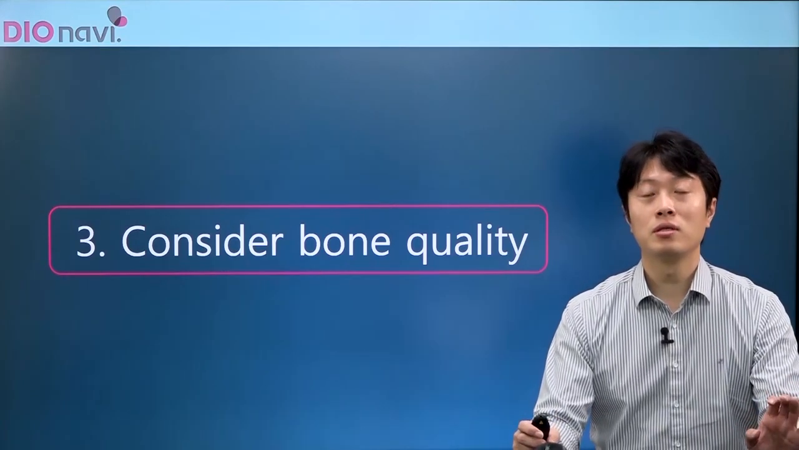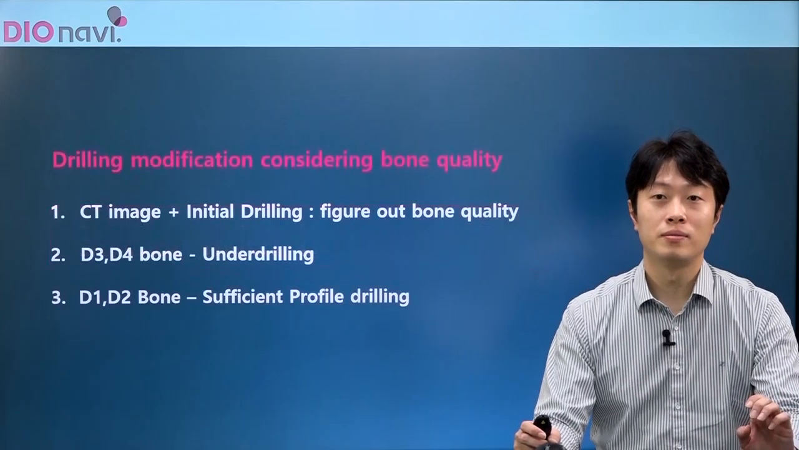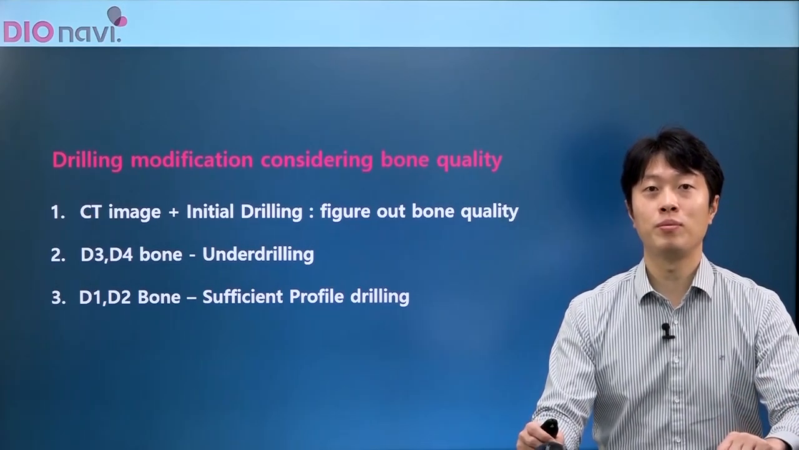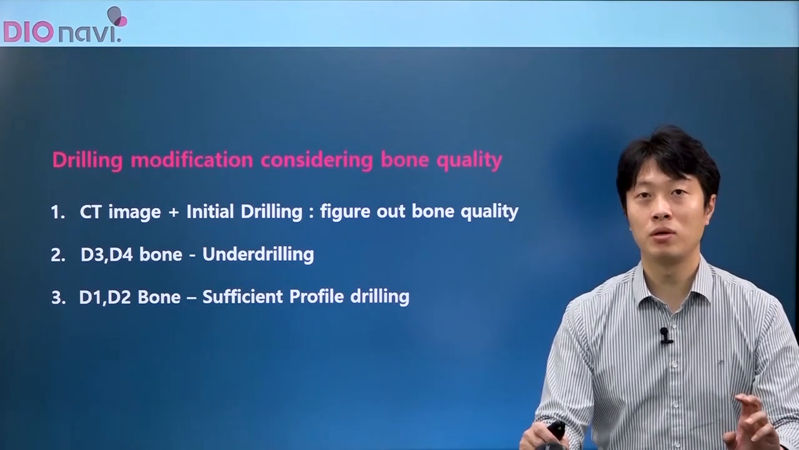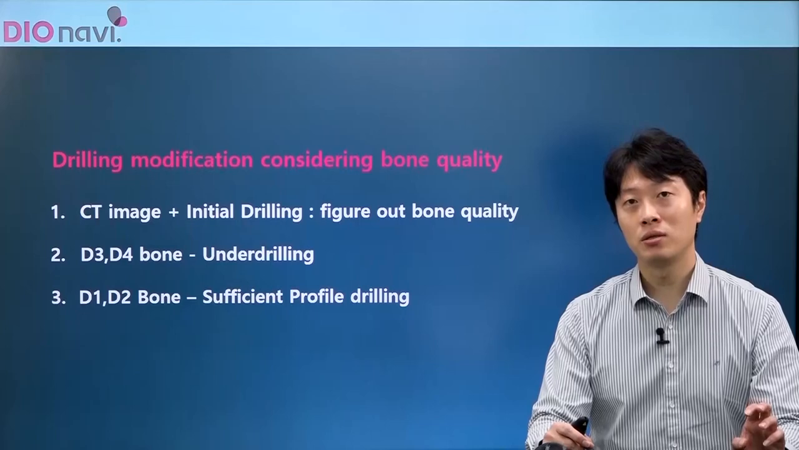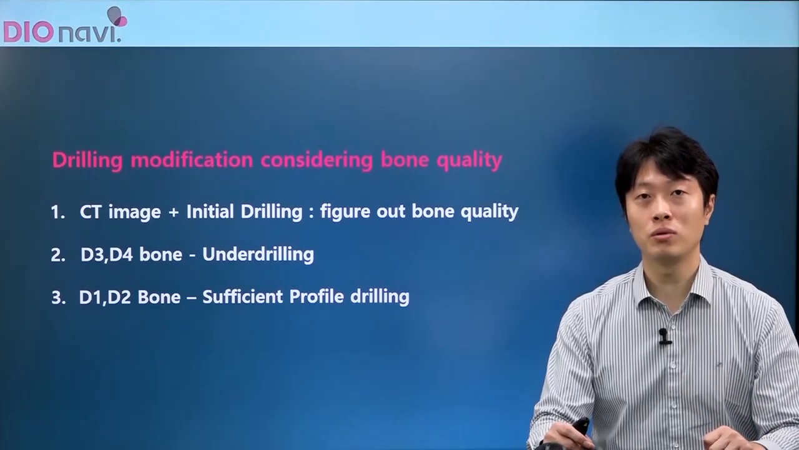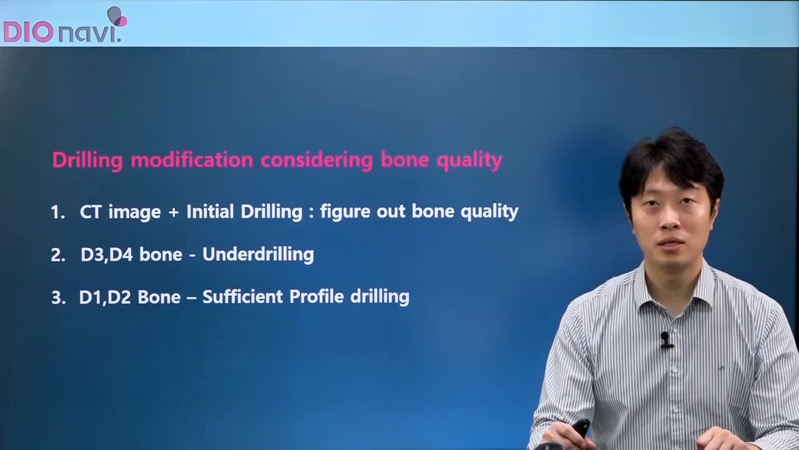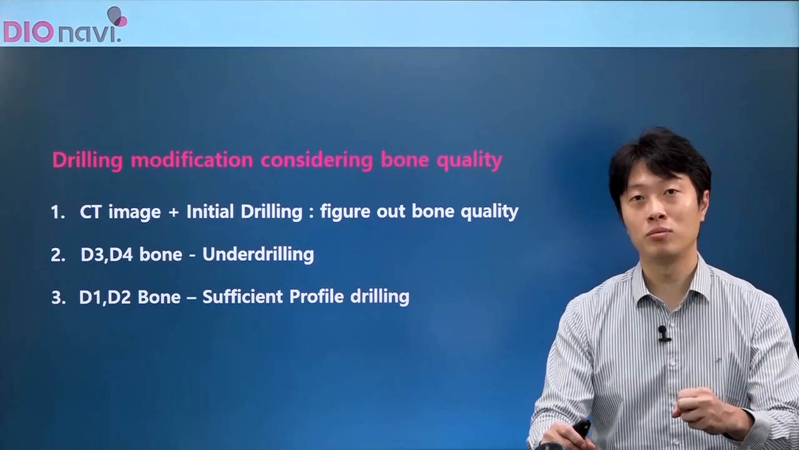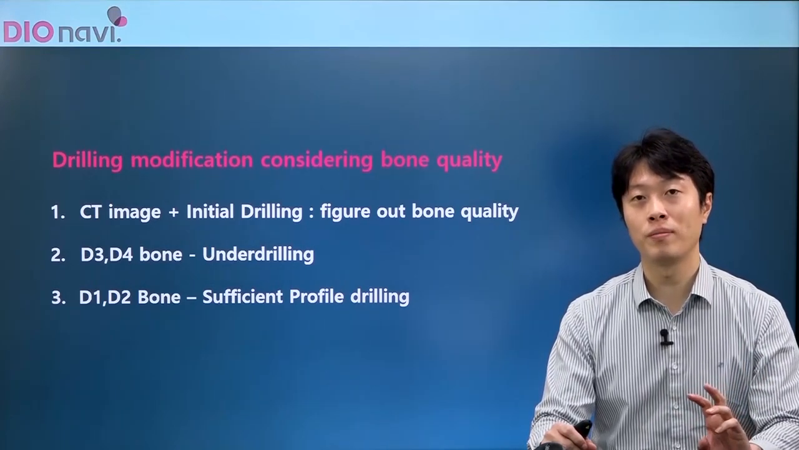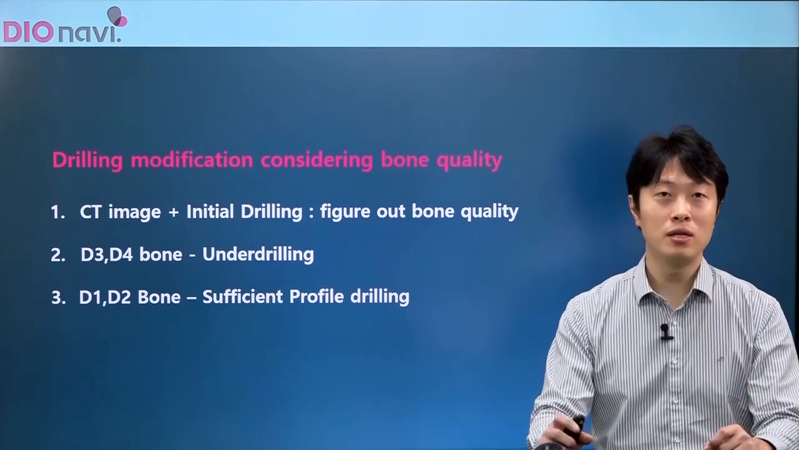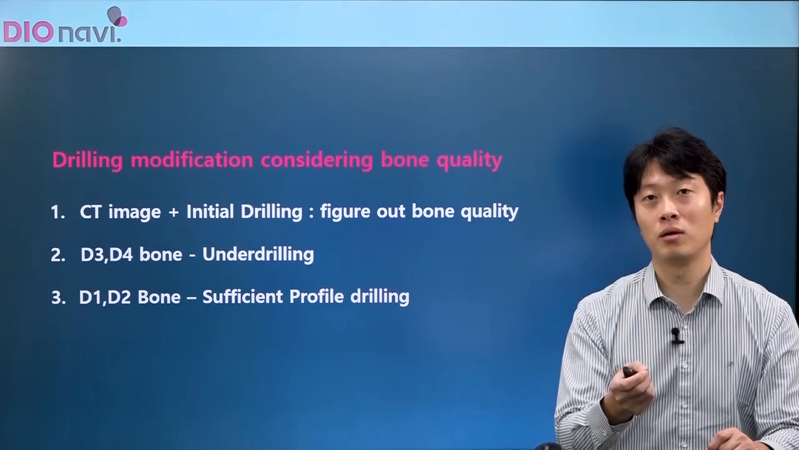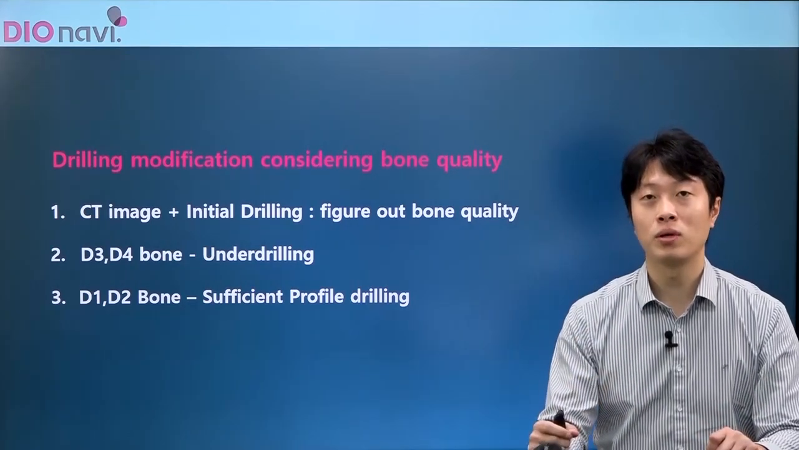The next thing to consider is the bone quality. We should adjust the drilling extent depending on the bone quality. As I said before, depending on the bone quality, some cases require under-drilling, while other cases require sufficient drilling in the surgical protocol. Then how do you judge bone quality? First of all, analyze the CT data to judge bone quality in advance. Feel the thickness of the cortical bone and the bone quality of the cancellous bone with your hand during initial drilling. It is most accurate.